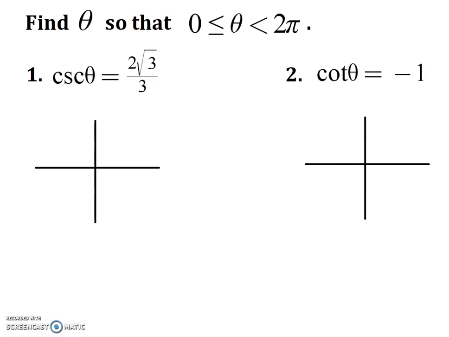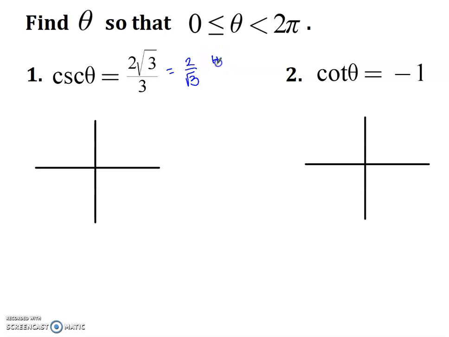So find theta so that theta is between 0 and 2 pi. Okay, and we're including 0, not 2 pi. So for number 1, they've given us the cosecant ratio. Okay. This number's been rationalized. So I need to unrationalize it. So I'm going to move that root 3 back down.